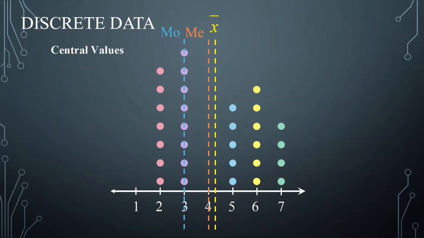Now that we covered the central values, what they mean, and how to calculate them, in our next lesson, we will look at the measures of dispersion, which study how the data is spread around the central values.